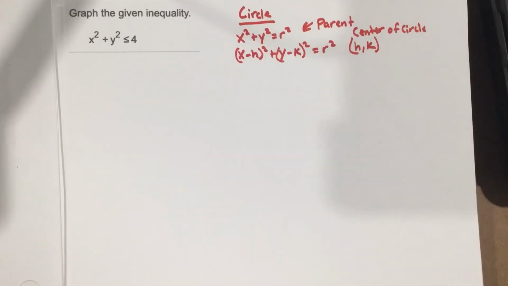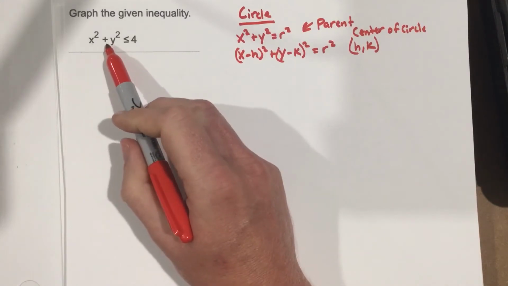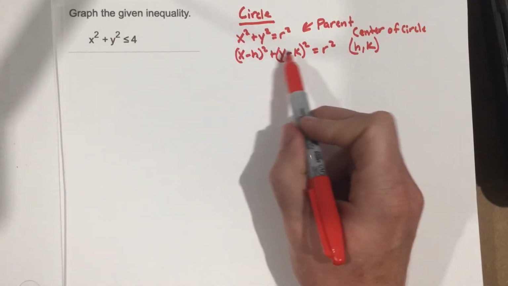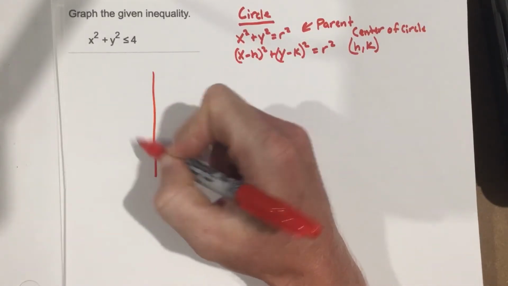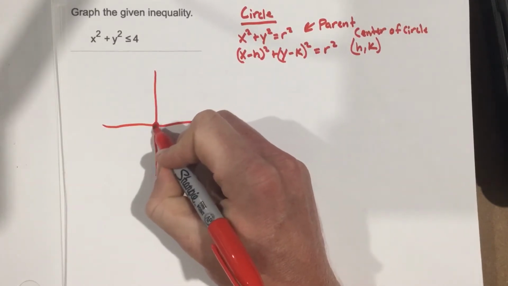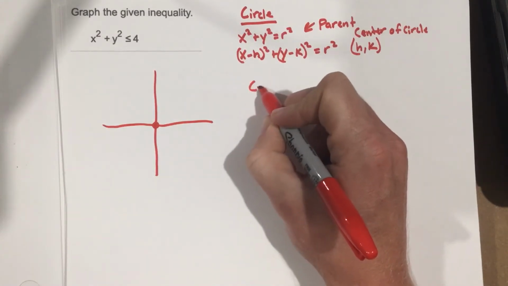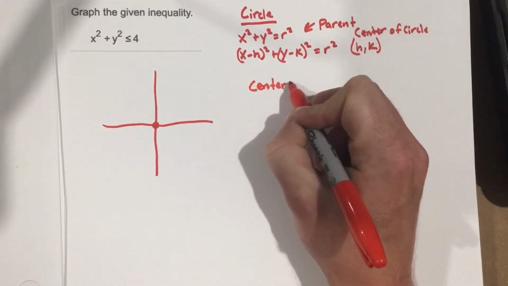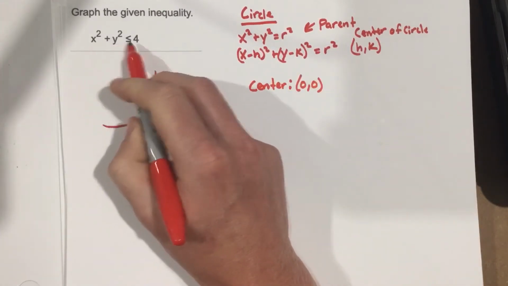So in our case, because we have x squared and y squared, we know h and k are both 0. So when we go to graph this, we know our center is at the origin. So that's our center there, 0, 0, because of how the equation is written.